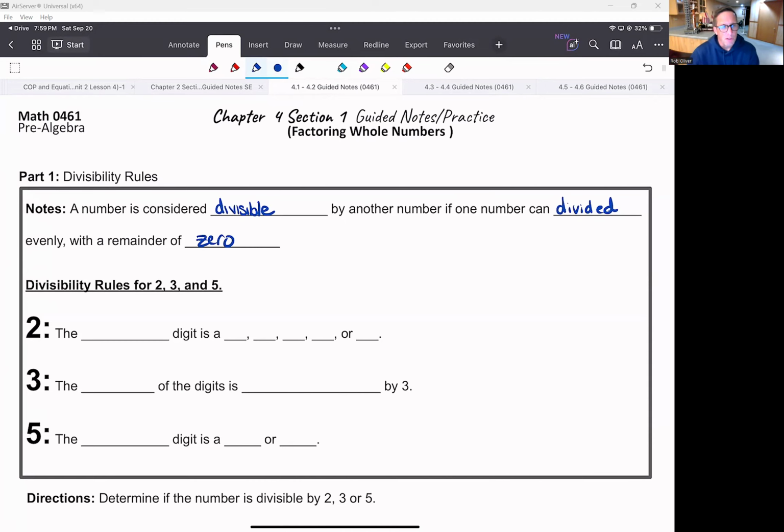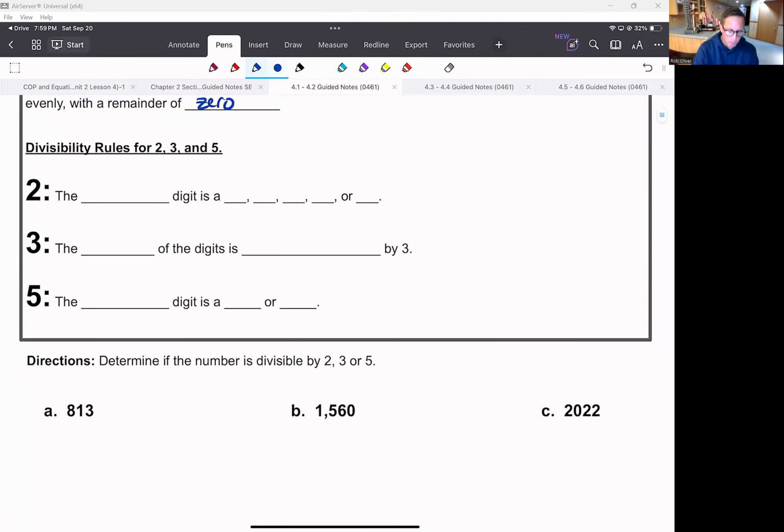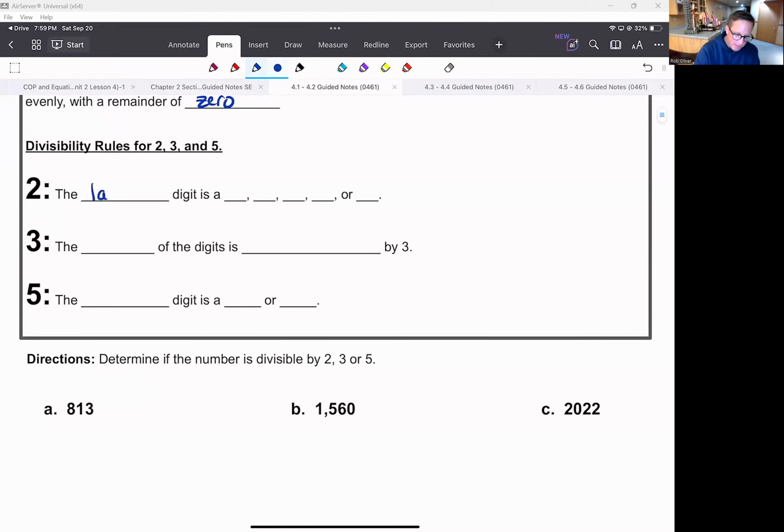So, divisibility rules for 2, 3, and 5. Let's talk about those specifically. The rule for 2 is pretty simple. The last digit, the final digit, is a 0, 2, 4, 6, or 8. Basically, the last digit is an even number. It doesn't matter what all the other digits are. It could be all odd digits, 5, 7, 3, 1, 9, and then it ends in a 6. All that matters is that last digit. Therefore, it's an even number that's divisible by 2. That's a very easy rule. I bet you already knew that.